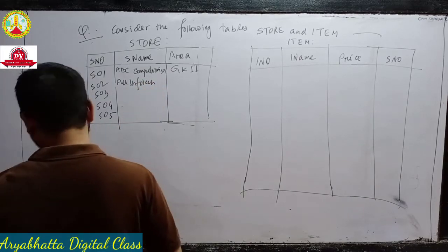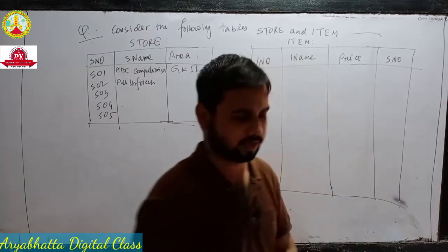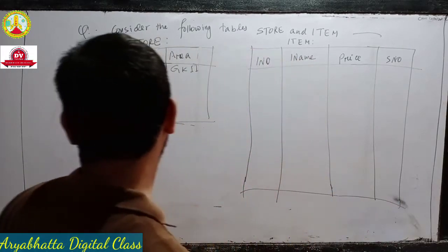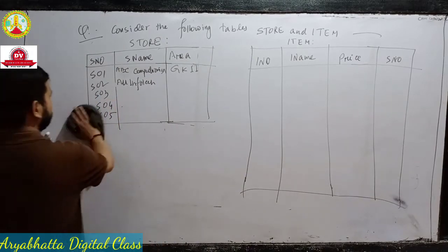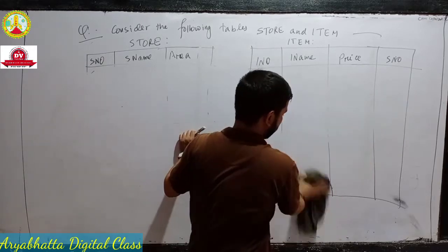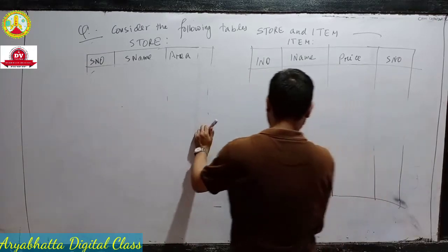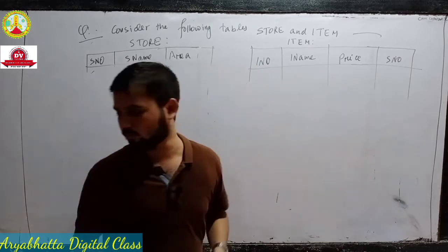You just see it in the book. I don't make the table because there is not enough time. Basically there are two tables, store and item. You just see it in the book. I just give you the concept. Look at question number 16 in the book.